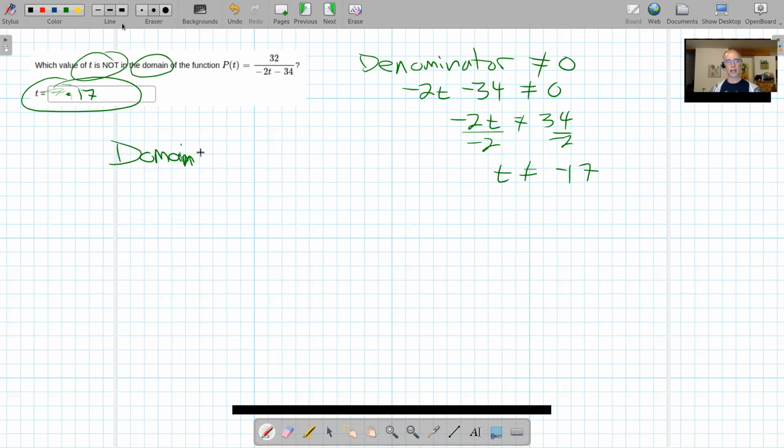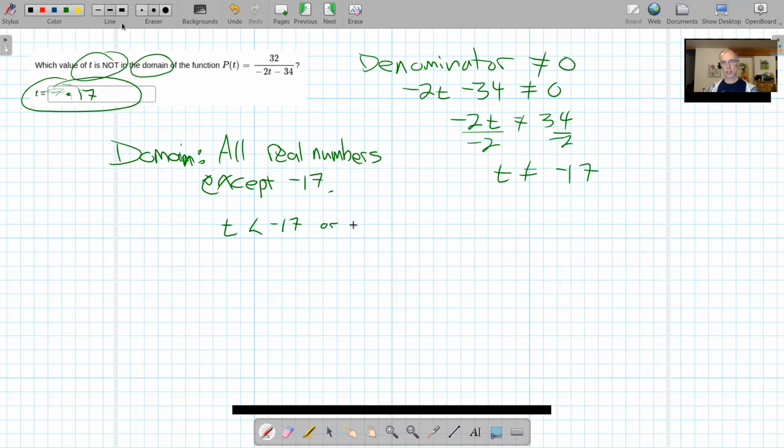there's a few ways to say it. I could say something like all real numbers except -17 in words. If I wanted to use interval notation, I would just have to skip over -17. So let's do an inequality first. t can be any number less than -17, or since they're not connected, t could be any number greater than -17. These are two different ways to state what the domain is.